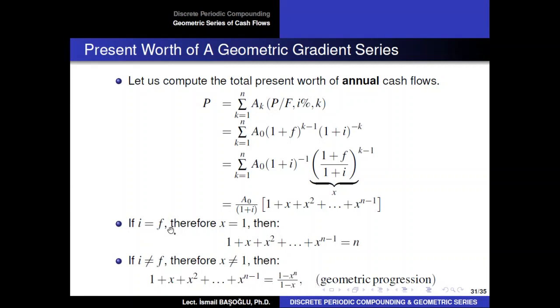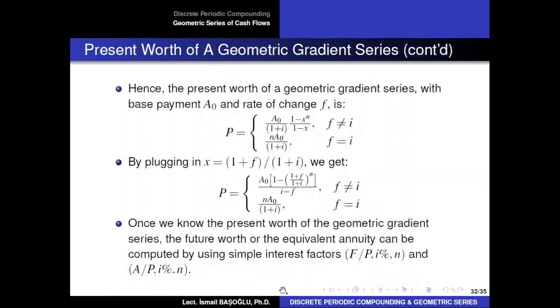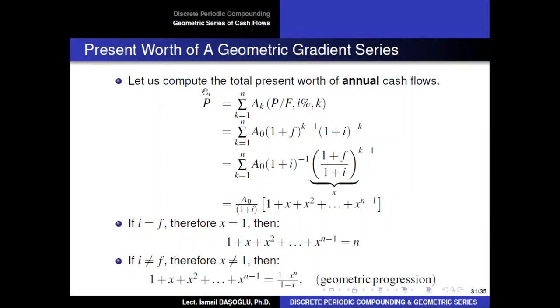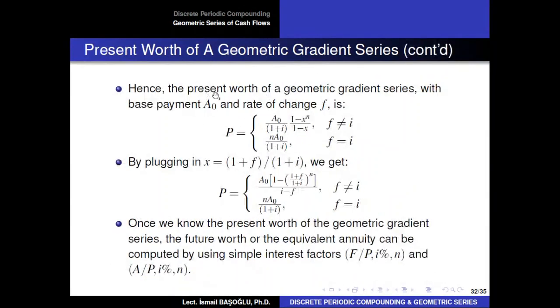So when i is equal to f, the summation is equal to n. When i is not equal to f, the summation is 1 minus x to the power n over 1 minus x. Now, therefore, remember, the present worth here is equal to A0 over 1 plus i times 1 minus x to the power n over 1 minus x, if the rate of change in the cash flows is not equal to the interest rate. If they are equal to each other, it is simply n times A0 over 1 plus i.